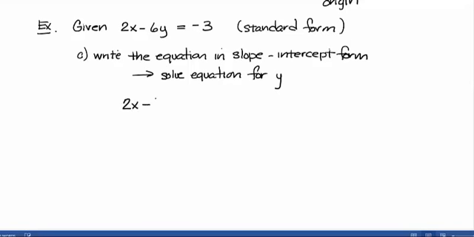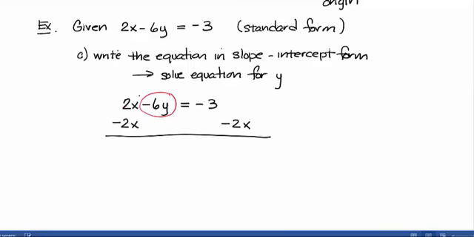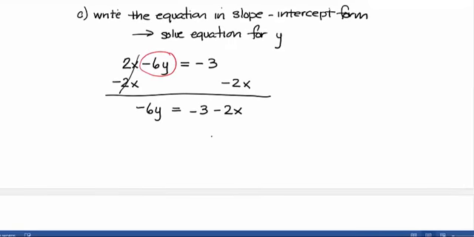So I have 2x minus 6y equals negative 3. This is the term that I want to get by itself first, so I want to get rid of this 2x. How do I do that? I'm going to subtract 2x from both sides. 2x minus 2x goes away, so I simply have negative 6y equals negative 3 minus 2x. I want you to get in the habit of writing the x term first. So I'm going to rewrite this as negative 6y equals negative 2x minus 3.